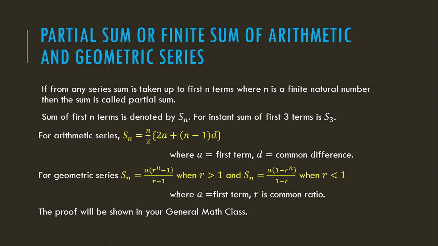We all know what a and r mean: a is the first term and r is the common ratio. The proof will be shown in your general math class, so I will skip it here, but we need to know the formula to solve the problems in this math.